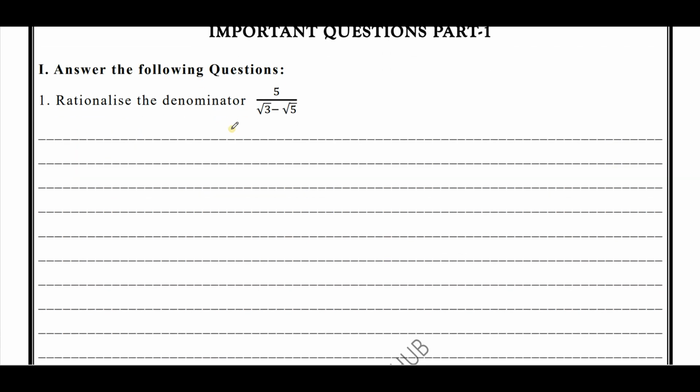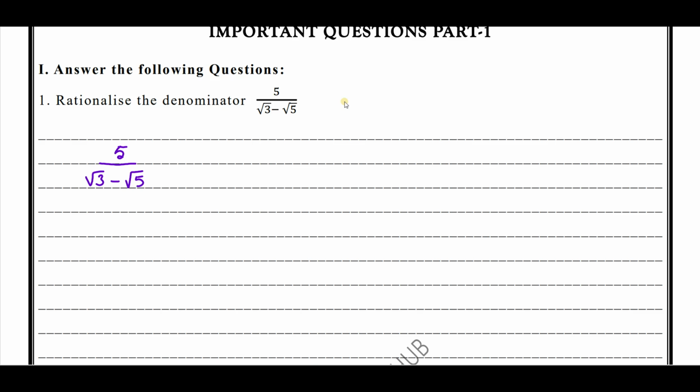First question, rationalize the denominator. What is rationalization? Rationalization is the process of converting irrational number into rational form in the denominator. Here the given question is 5 by root 3 minus root 5. In the denominator, what we have is root 3 minus root 5.